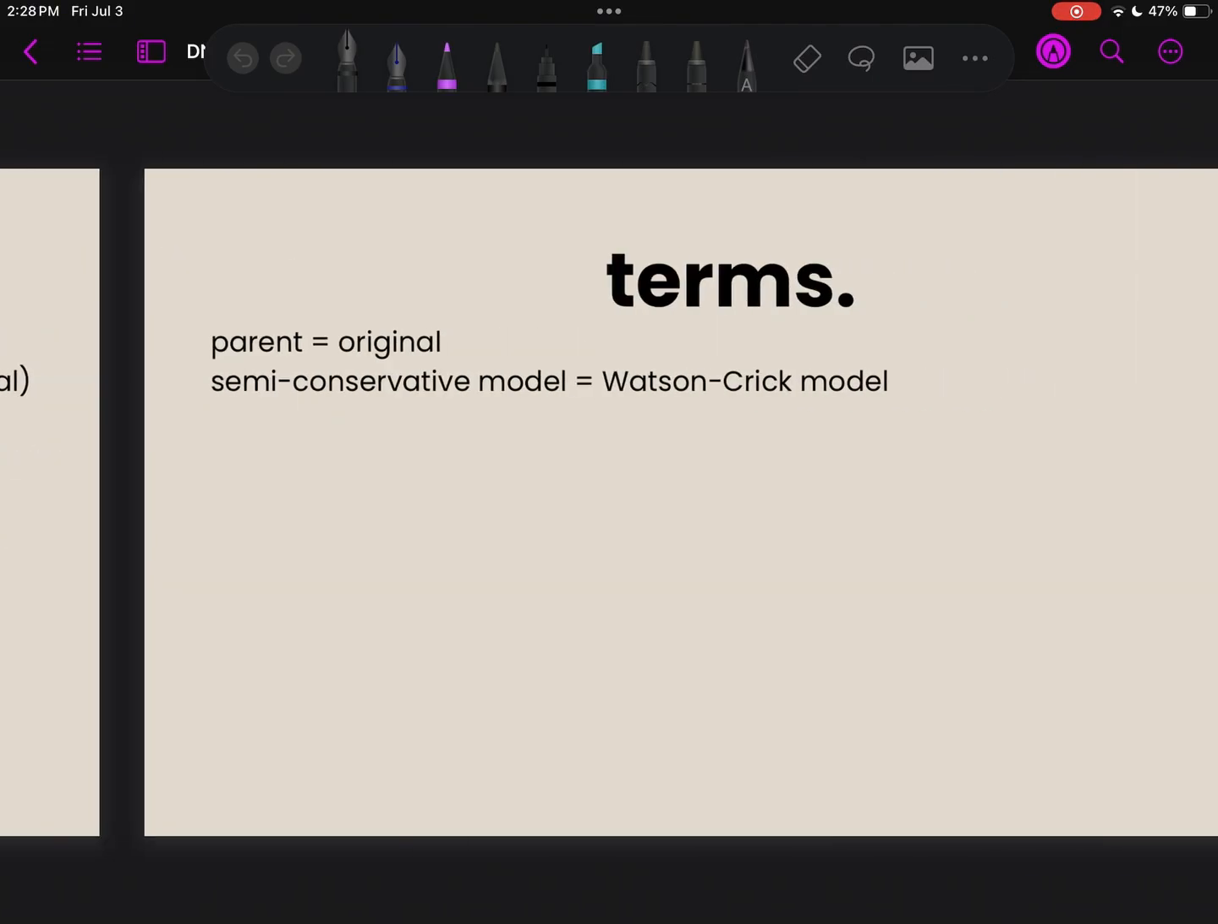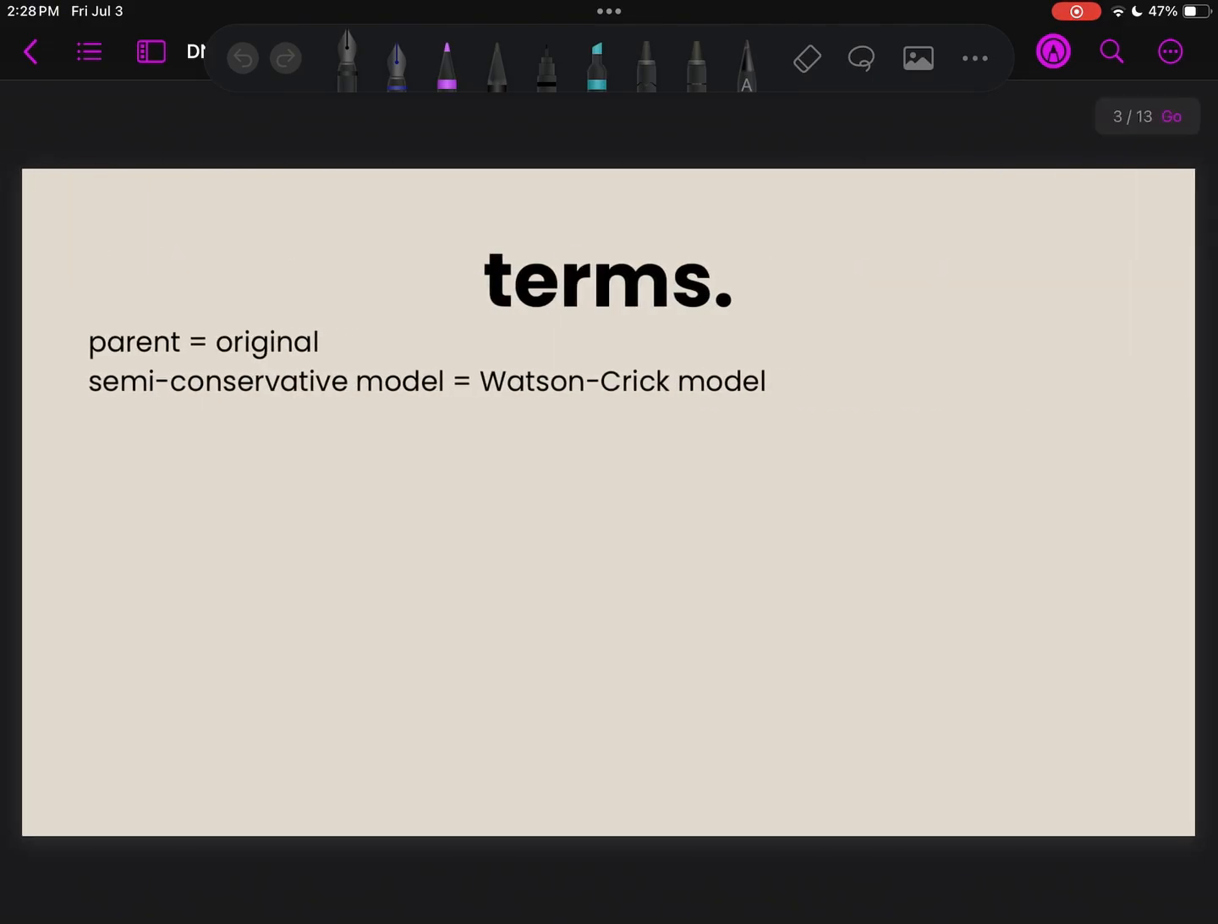Moving on, let's consider some terms. When we refer to a parent strand, we're just talking about the original strand. And when we talk about the semi-conservative model, we are also talking about the Watson-Crick model.